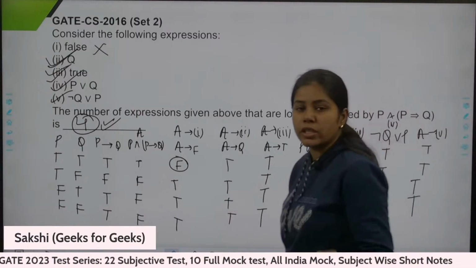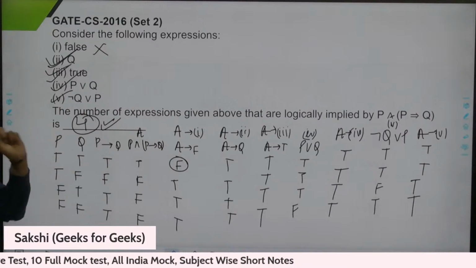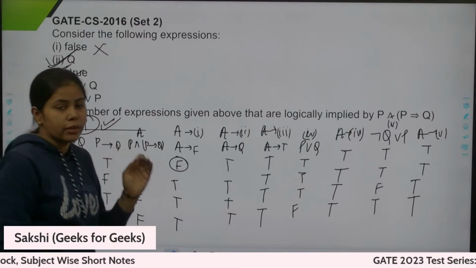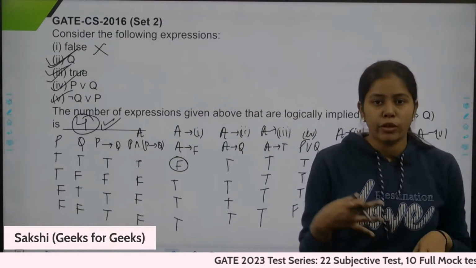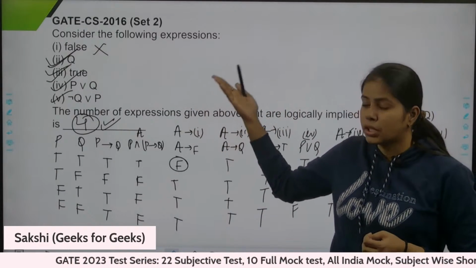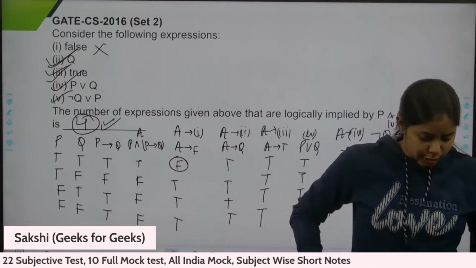This was an easy question completely based on truth table. You have to understand the definition of logically implied, and you have to go through the set of expressions one by one. The problem students face in these types of questions is that they do not understand what the question is saying. So they try to check each one of them and face difficulty.